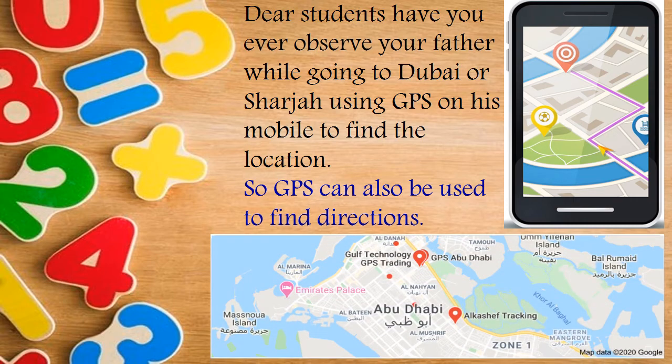Now see, maybe you observed this also on your father's mobile. Not only outside the city, in the city if you want to go here and there and you don't know. For example, if you want to go to Emirates Palace but you don't know exactly where the location is, your Baba doesn't know where Emirates Palace is. If he switches on the mobile and GPS, with the help of the GPS on the mobile, he can easily find out where the Emirates Palace is.